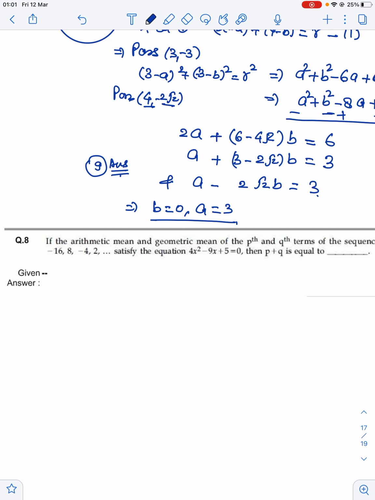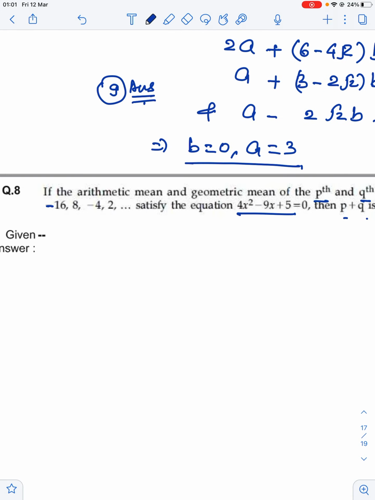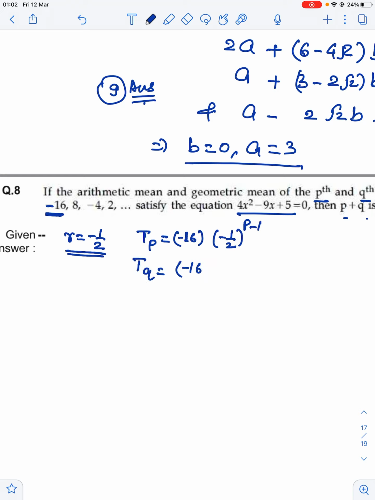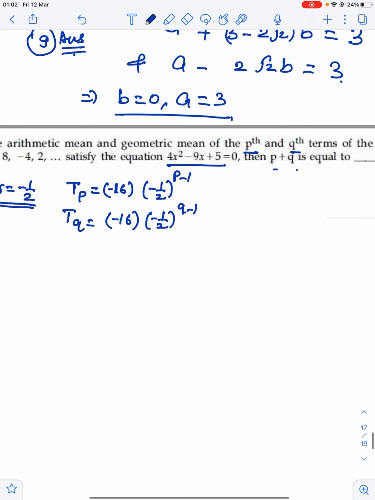Question number 8 says if the arithmetic mean and geometric mean of the pth and qth term of this sequence satisfy this equation, find p plus q. So this series you can see that it is minus 16, 8, minus 4, 2. So this is a GP with a equal to minus 16 and a ratio of minus half. So the pth term is minus 16 into minus half to the power p minus 1, and Tq is minus 16 into minus half to the power q minus 1. So pth term and qth term.